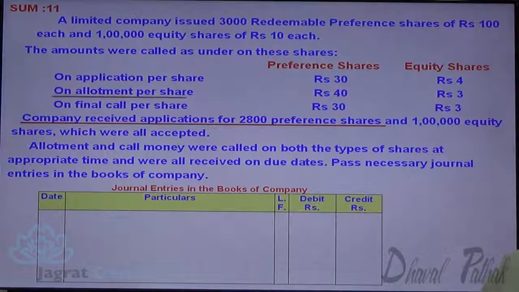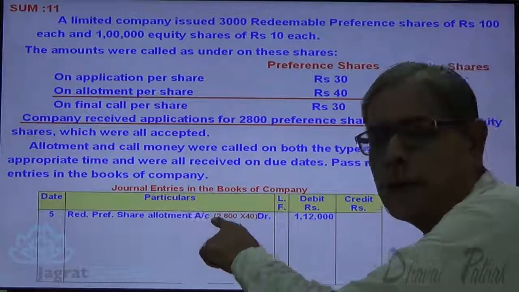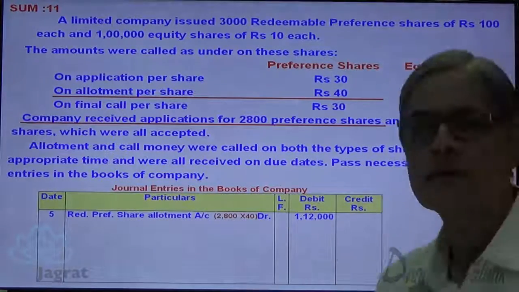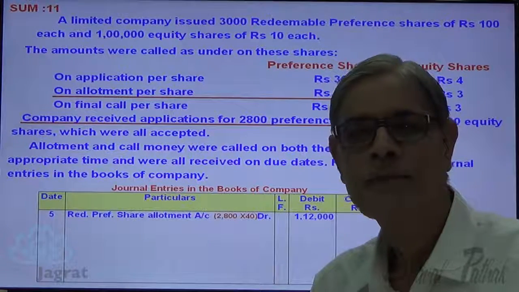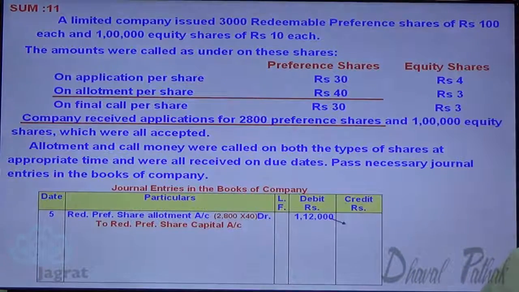On 2,800 shares at 40 per share, amount recoverable on allotment of shares as per prospectus. So redeemable preference share allotment account debit, this is a recoverable amount. How much? 112,000. This amount is demanded at the instance of preference share capital. So redeemable preference share capital account credit 112,000.